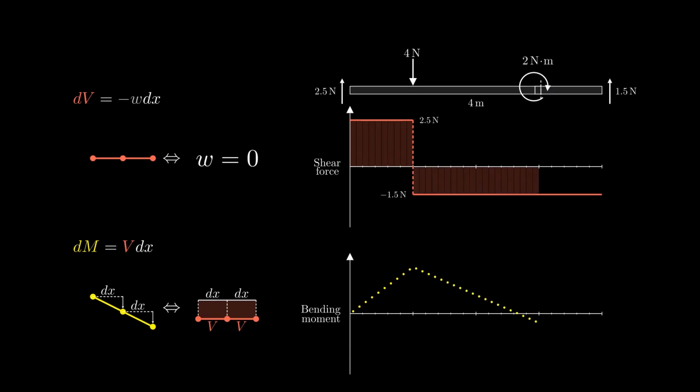And if the element encounters a point moment, then by the same equilibrium and transmission mechanism, the bending moment makes a positive jump of 2 Newton meters. After that, it decreases steadily again according to the area under the shear force. Simple, right?